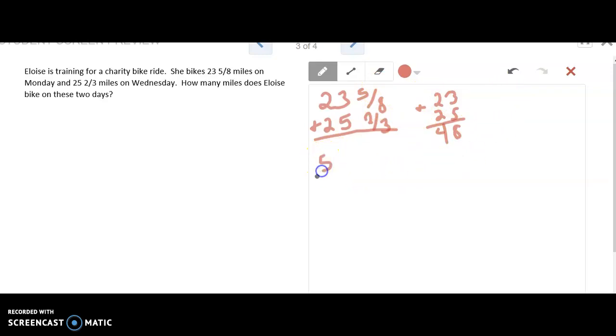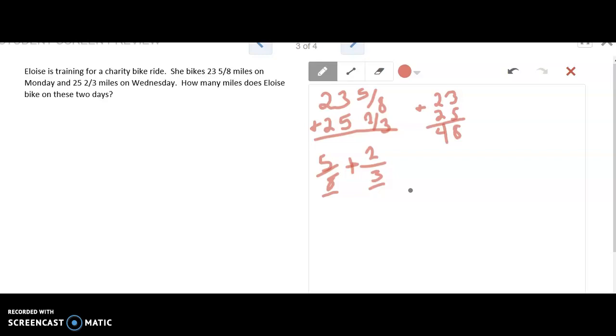All right, so I've got 5/8 plus 2/3. And we know that when we add and subtract fractions, we have to look at the denominator first. All right, so let's take a look. I've got an 8 and I've got a 3. We also know that when we are adding and subtracting fractions, we have to have common denominators. 3 and 8 are not like denominators. They're different. So I need to find the LCD, the least common denominator.